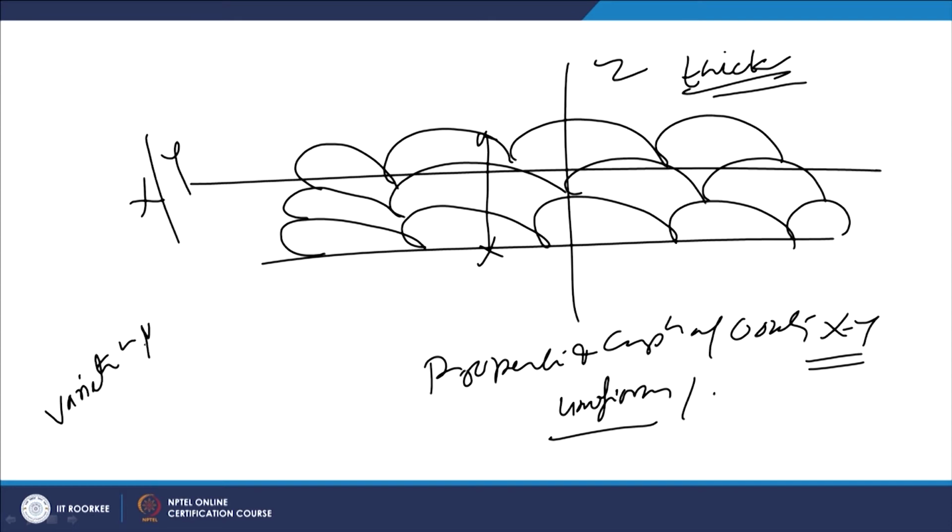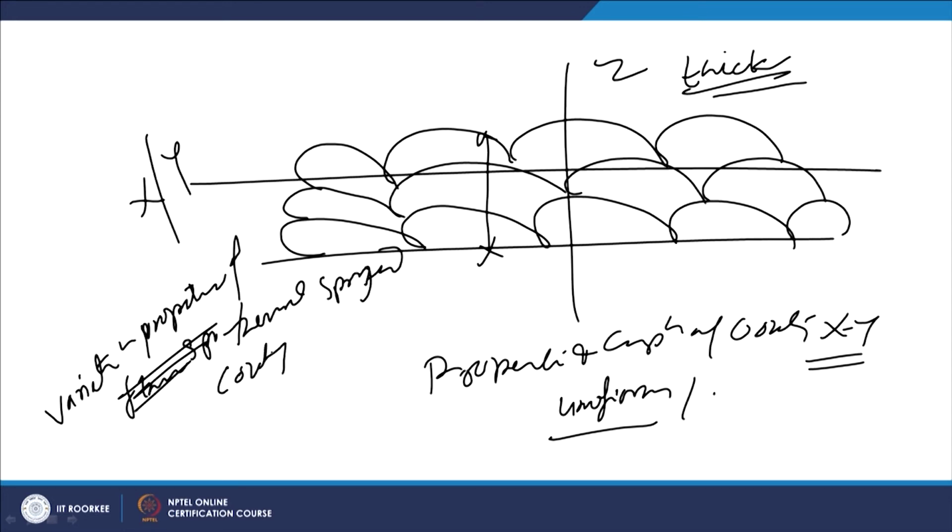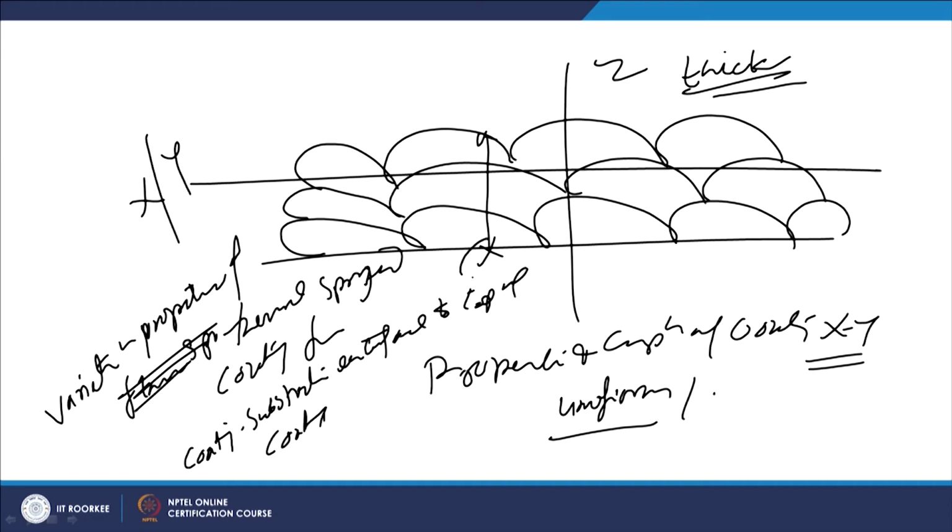variation in properties of flame or thermal spray coatings, from the coating-substrate interface to the top of the coating. So, from the interface, that is this coating-substrate interface, and this is the top of the coating, and there will be a lot of variation in terms of the properties and composition.